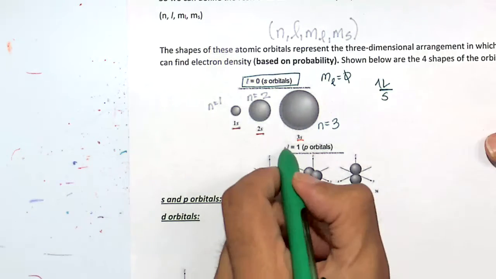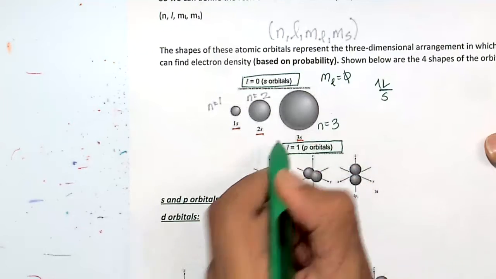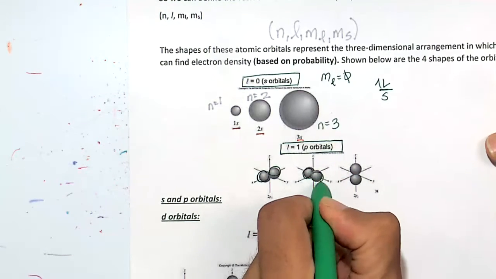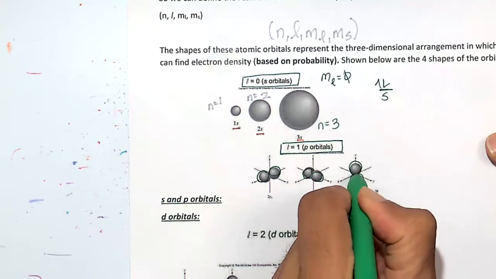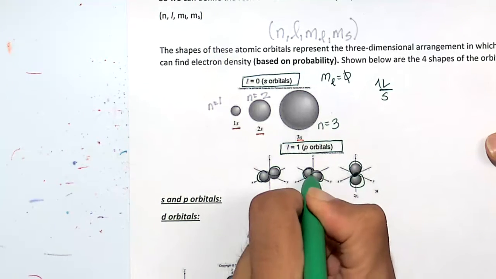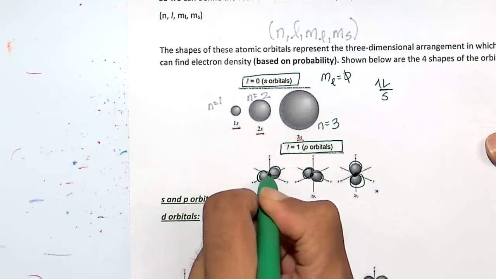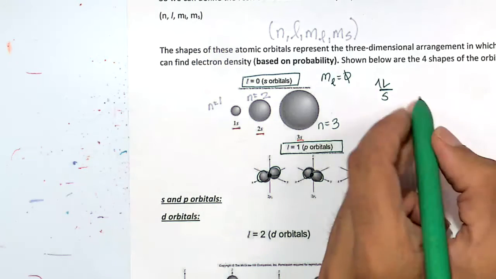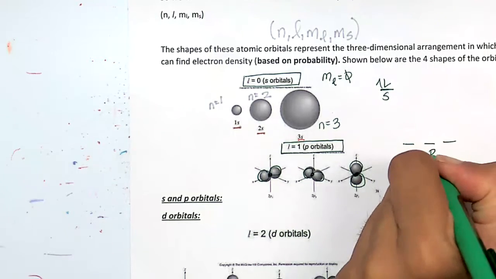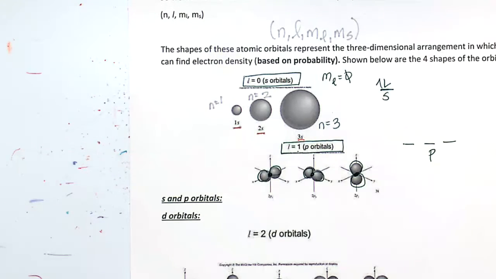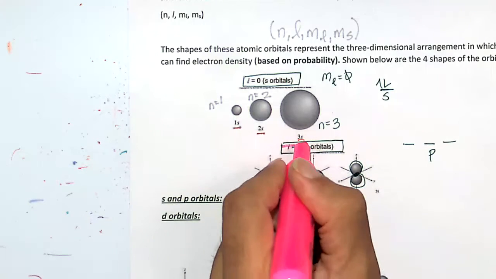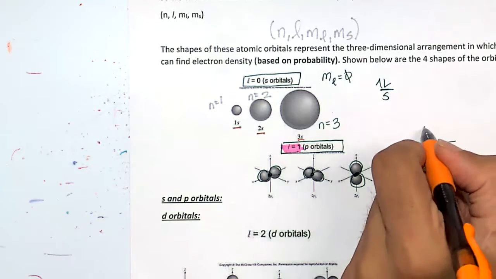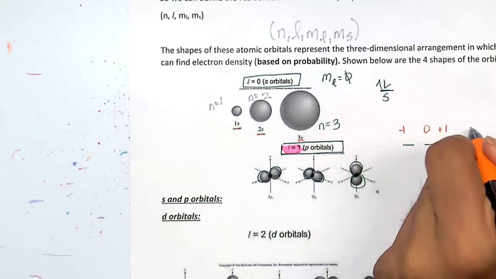P orbital, remember your key here, L equals 1. And again, here are your dumbbells: dumbbell along X, dumbbell along Y, dumbbell along Z. Right at the center is a node, near 0 electron density. P has 3 slots. L equals 1 for P. But m sub L can go to 0, plus 1, or minus 1.